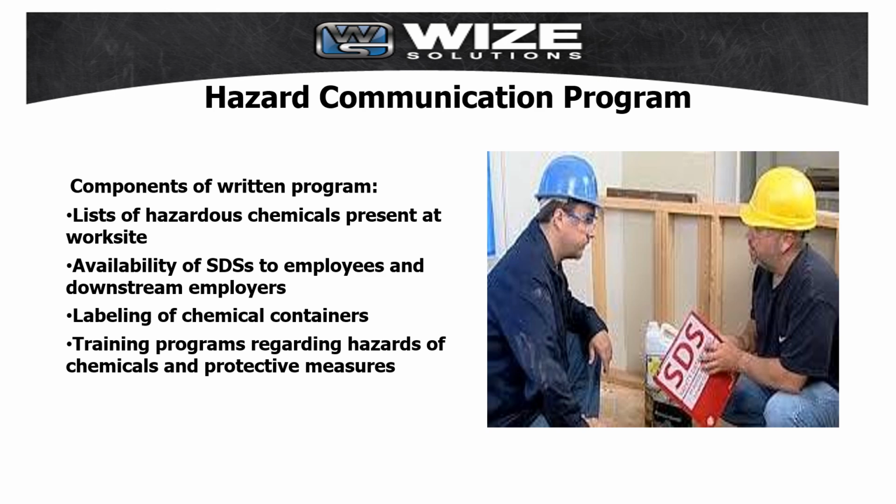Written program requirements include lists of hazardous chemicals present, availability of safety data sheets to employees and downstream employers, labeling of containers of chemicals in the workplace as well as of containers of chemicals being shipped to other workplaces, and development and implementation of employee training programs regarding hazards of chemicals and protective measures.